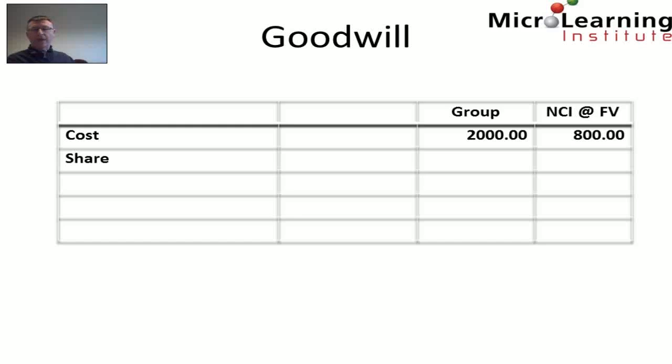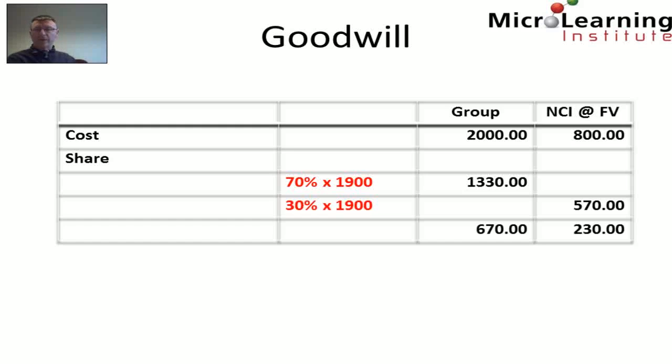Now we need to compare that with the 70% share of the fair value of net assets that was acquired by the group, and also the 30% which was allocated to the non-controlling interest at acquisition. And here we see that goodwill at acquisition in the group was recognized at $670, and goodwill in the non-controlling interest was recognized at $230. Now we're also told that there's been no impairment on this goodwill.